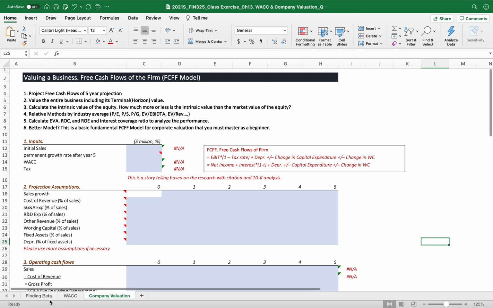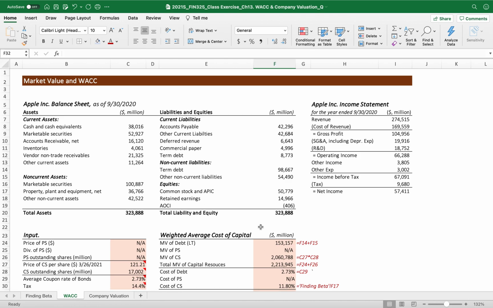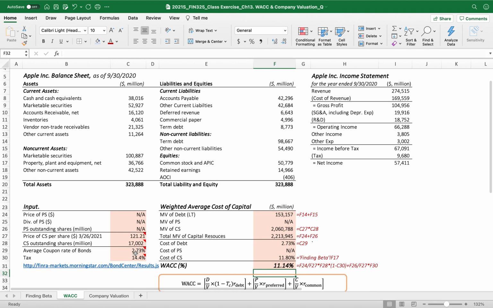Okay, let's continue to calculate the corporate valuation. We have calculated the beta in order to get the required rate of return on equity. Then, using this in the WACC calculation process, considering the cost of debt, cost of preferred stock, and cost of common stock, we got 11.14%, which is the WACC of Apple Inc.